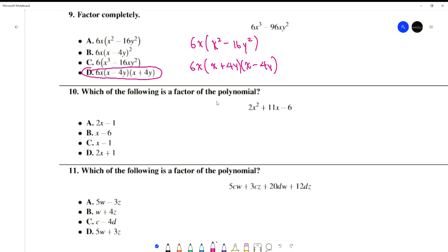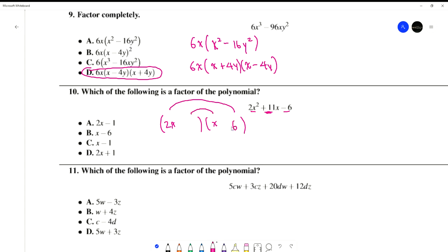Alrighty, moving on, we have to factor the polynomial here. So I've been doing the trial and error method lately, right? But how do you get that? You have 2x times x gives me my x squared. How do I get negative 6? One is positive, one is negative. But just remember, the middle term is positive 11x.